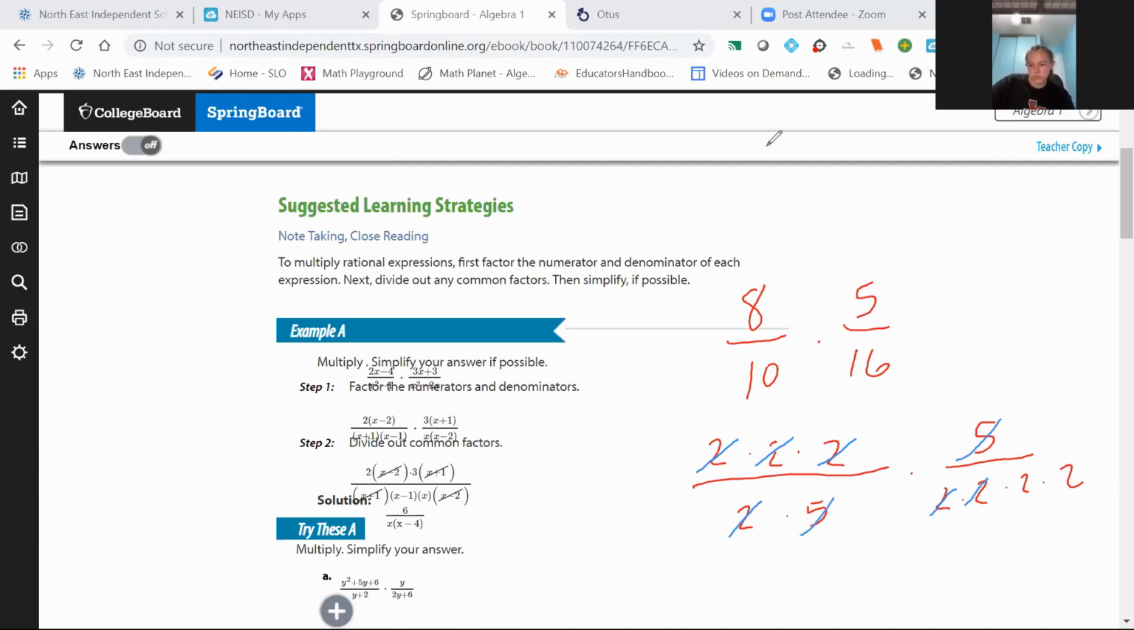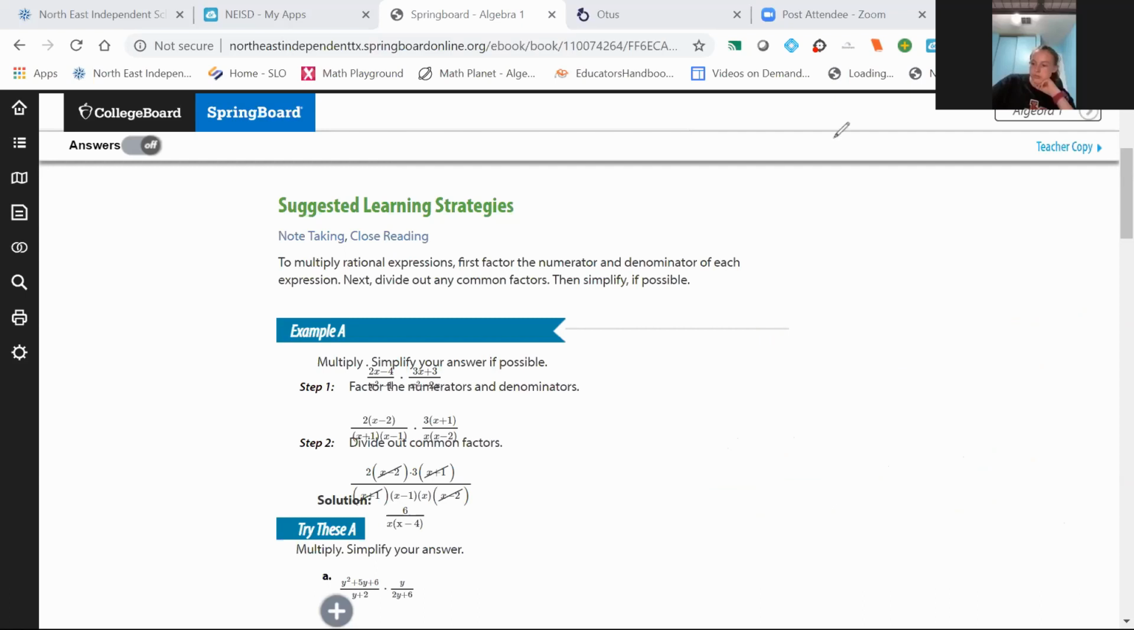And so everything cancels on the top. That means the top is going to end up being 1 because everything cancels out. And then the bottom is going to be whatever's left over, and it's just 2 times 2. So 2 times 2 is 4. So the answer to that is 1 over 4. That's the idea of what we're going to be doing today. We're going to take our polynomials, break them down into factors, and then cancel whatever factors we can. Okay, so let's look at example A.